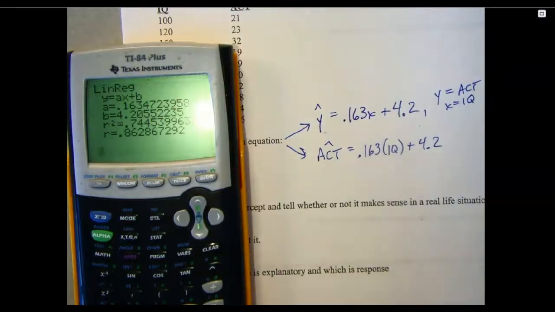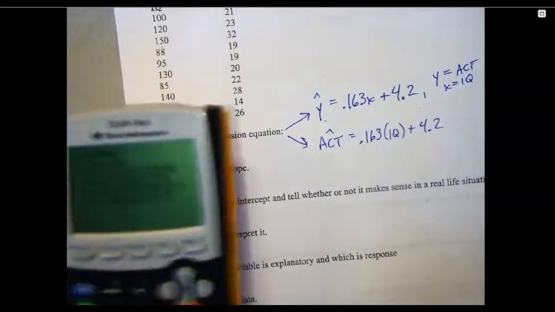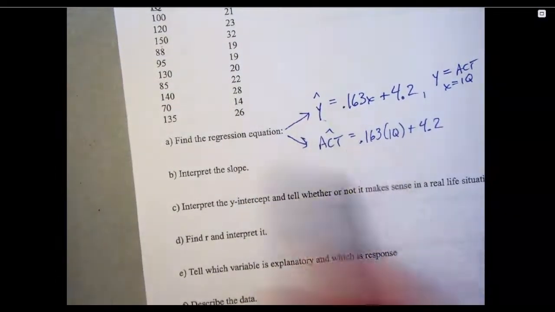I can look at that equation and I can tell the slope. So you tell me, what's the slope? 0.163. I can tell the y-intercept. 4.2. I can tell what the y is representing. I can tell what the x is representing. So either one of those. Questions on that right there?